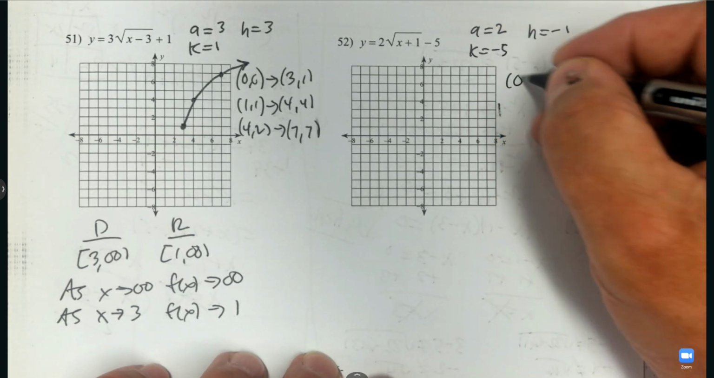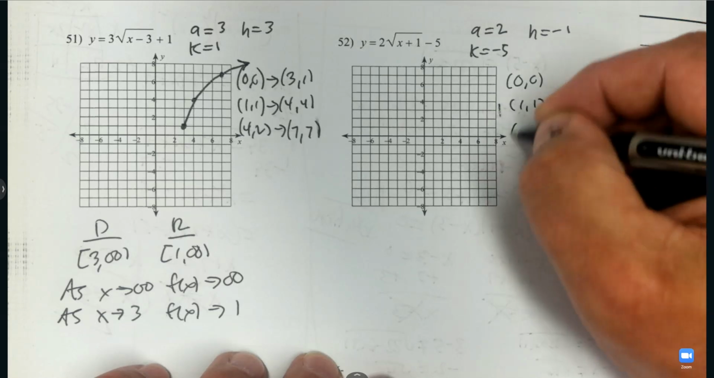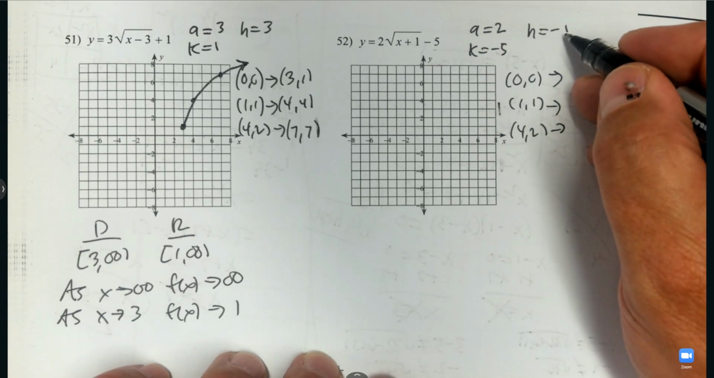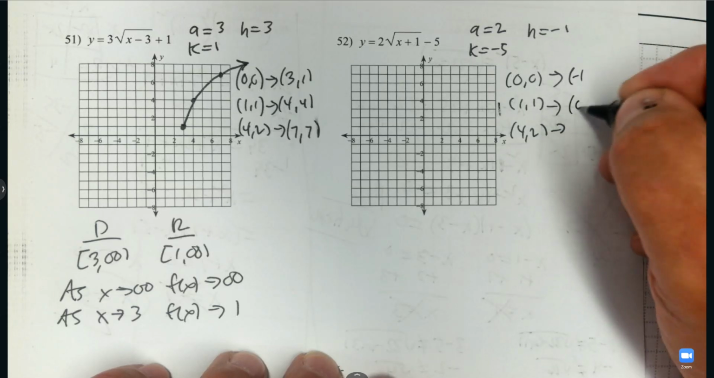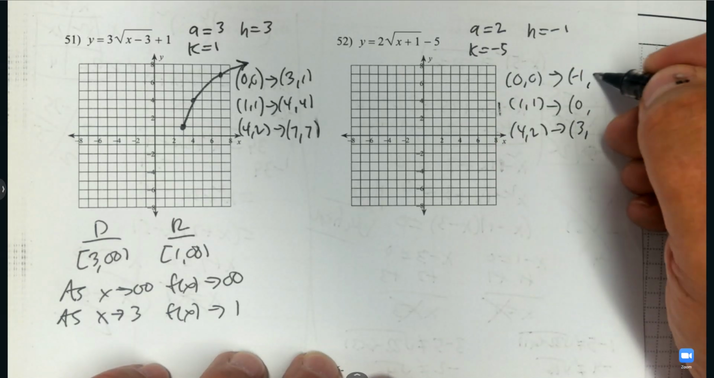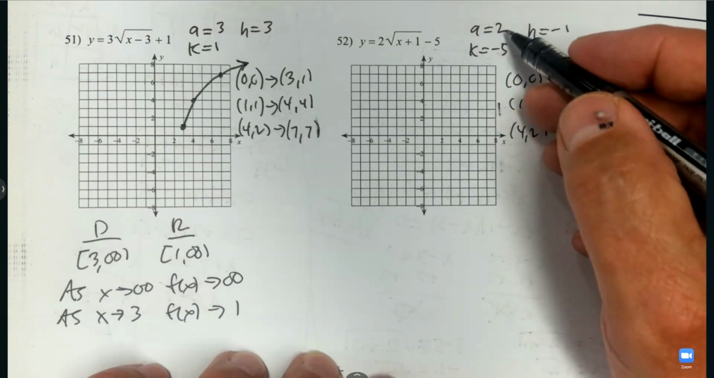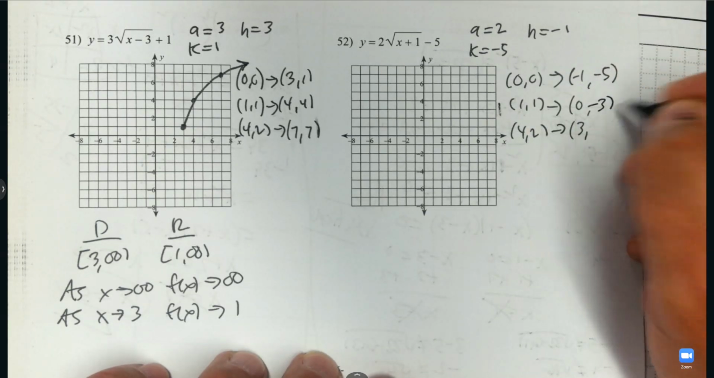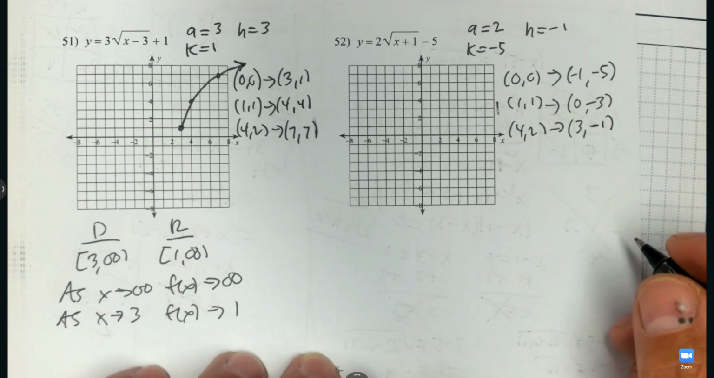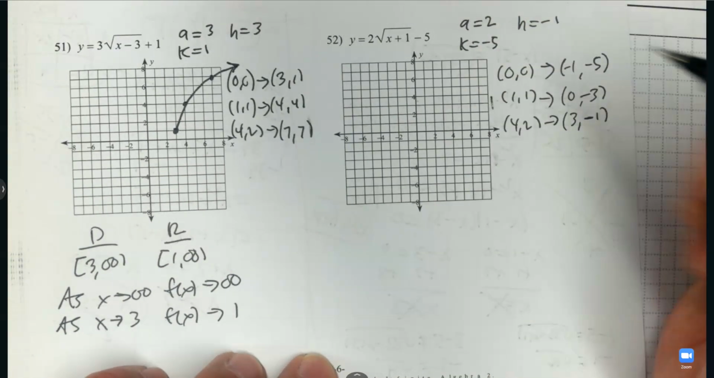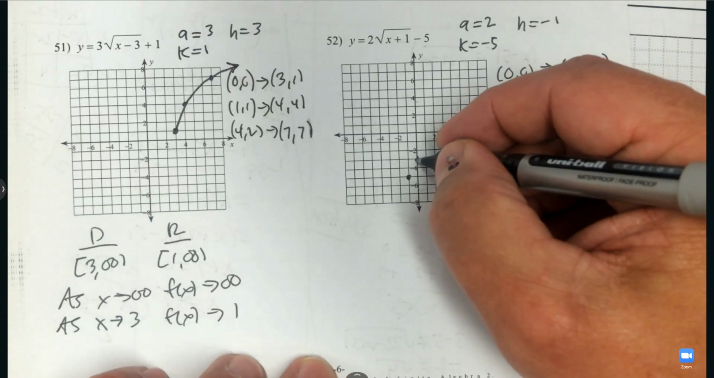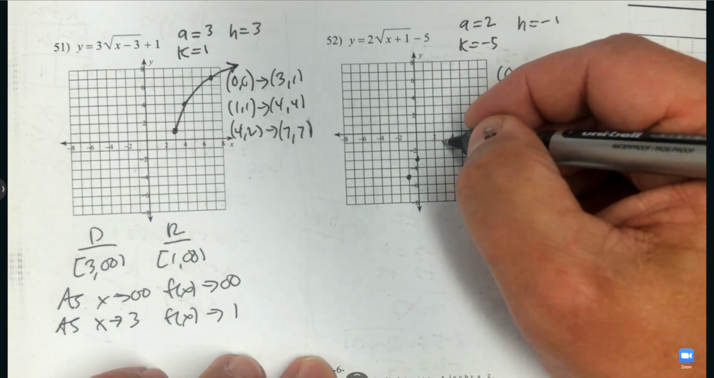We write down the 3 points, (0, 0), (1, 1), (4, 2), and change each one. So we're going to subtract 1 to every x, and then we're going to multiply and subtract 5. So 1 times 2, subtract 5. 2 times 2 is 4, subtract 5. And those are the points that go on. So (-1, -5), (0, -3), and then (3, -1).